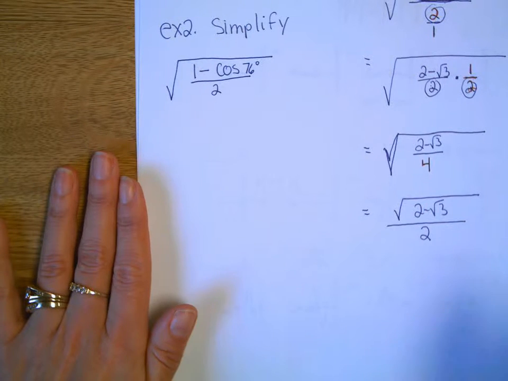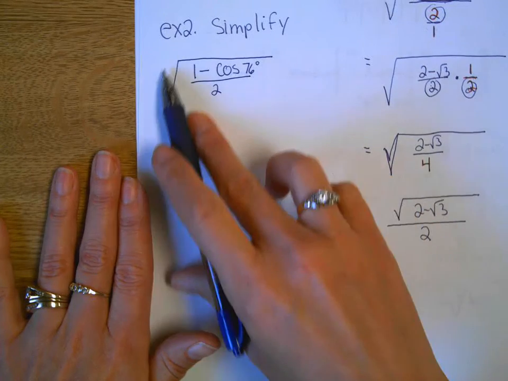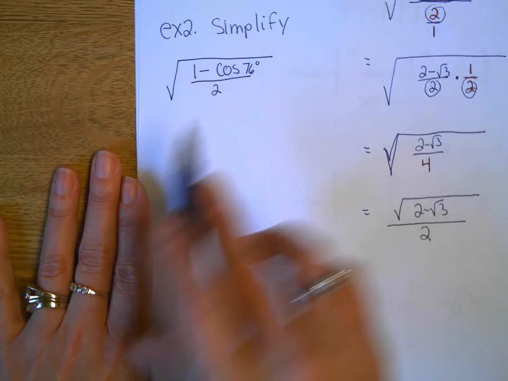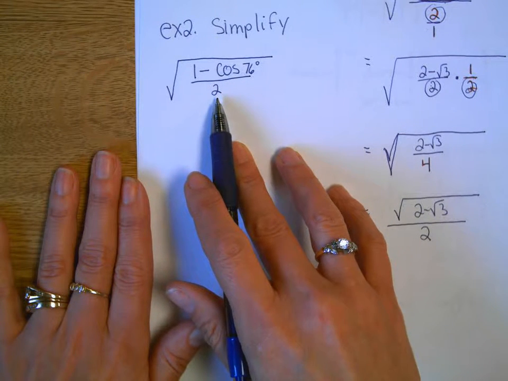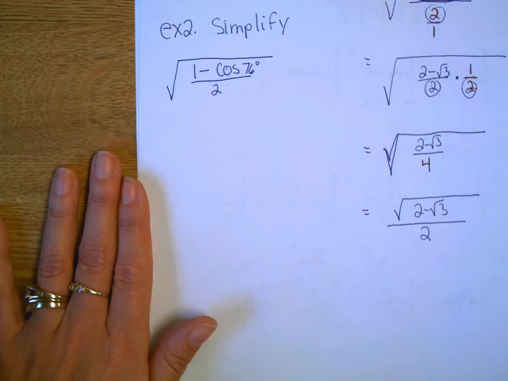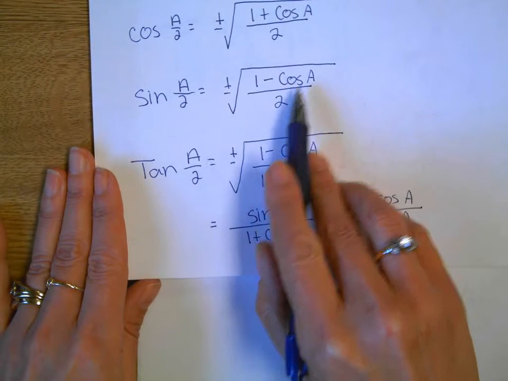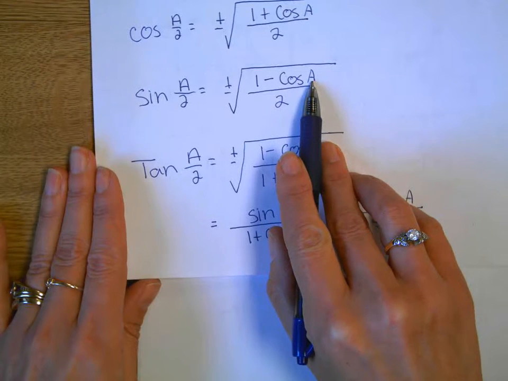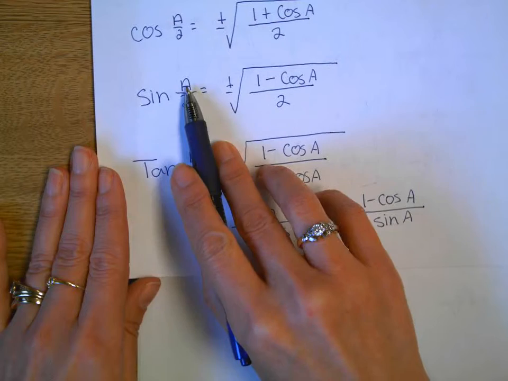Okay. Your goal here is to recognize which identity has gotten used here. Which one is this? That says 1 minus the cosine of the angle over 2, the sine of theta divided by 2. Okay, take a look. I see it as 1 minus the cosine of A over 2, where A is 76. So it's the sine of 76 over 2.